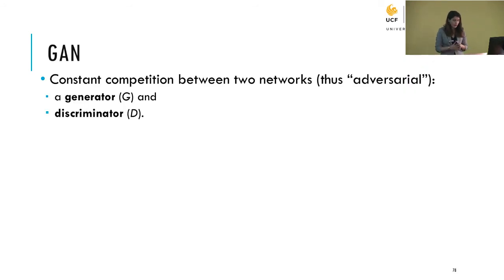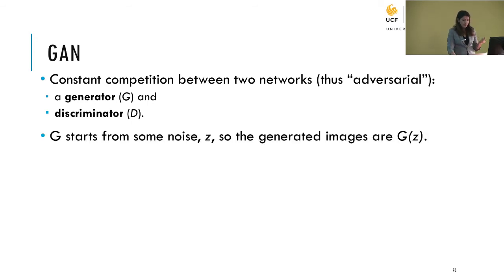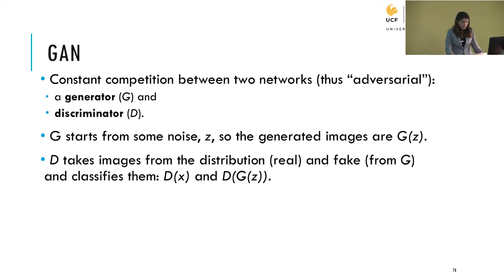So the formulation of GAN is we have this constant competition between two networks. Because of that, they call it adversarial. G starts from noise and generates images. We call it G of Z. And D takes these images from G, also the images from the real distribution. D of x is the output of the discriminator for the real data, and D of G of Z is the output of the discriminator for the generated data.